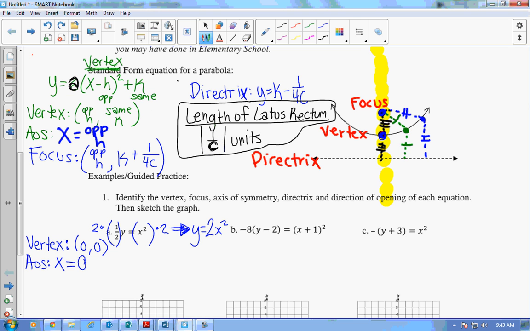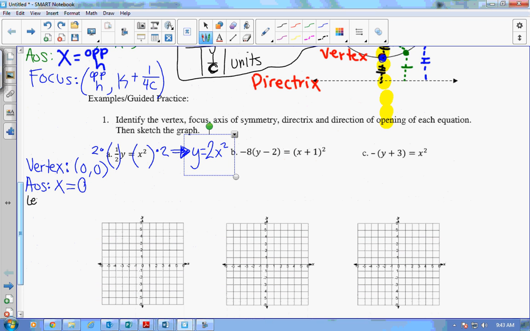So in our case, on example 1A, what is C going to be? What number? 2. So the length of the latus rectum equals, actually, 1 over the absolute value of C. C is 2. The length of the latus rectum is the absolute value of 1 over 2, which is just 1/2, right? Positive 1/2.